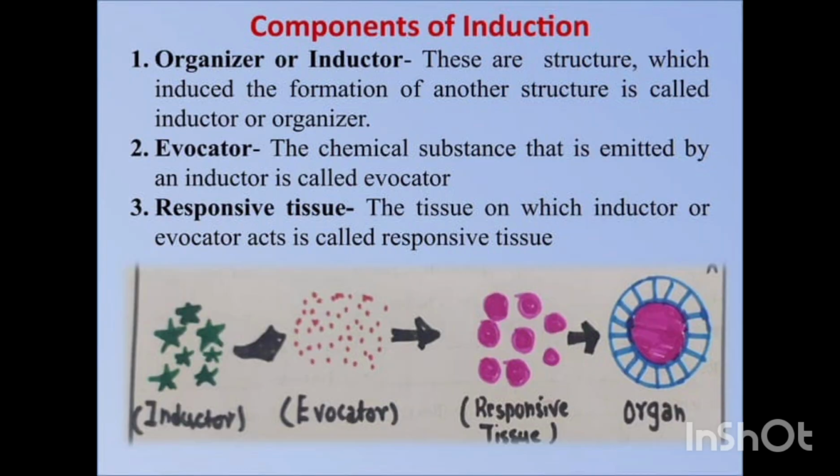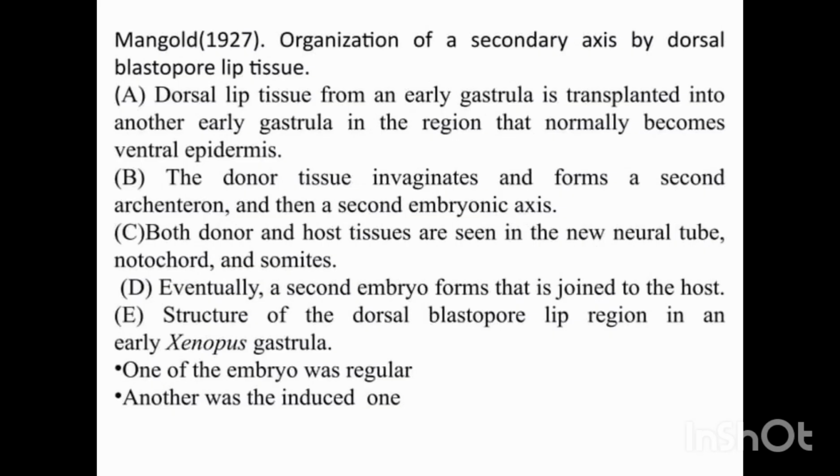Components of induction. Organizer or inductor is the first and major component. These are structures which induce the formation of another structure, and are called the inductor or organizer. Evocator: the chemical substance emitted by an inductor is called the evocator. Responsive tissue: the tissue on which the inductor or evocator acts is called the responsive tissue. The diagram clearly explains the above mentioned terms.